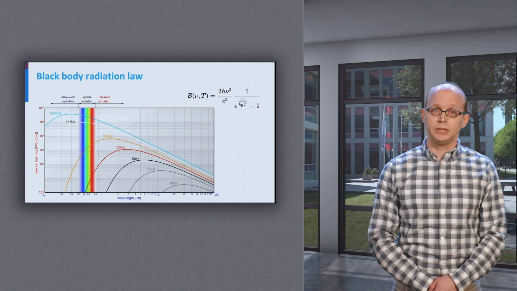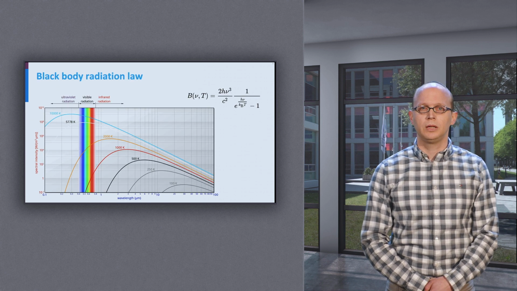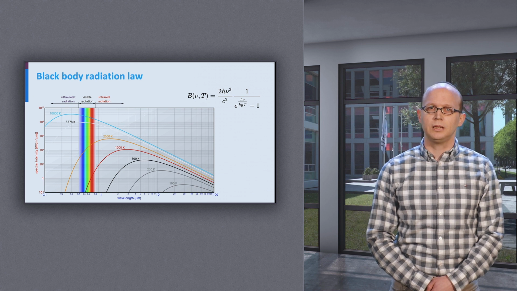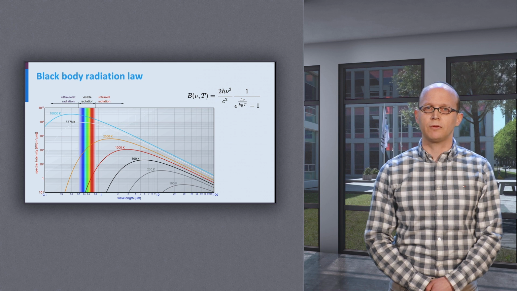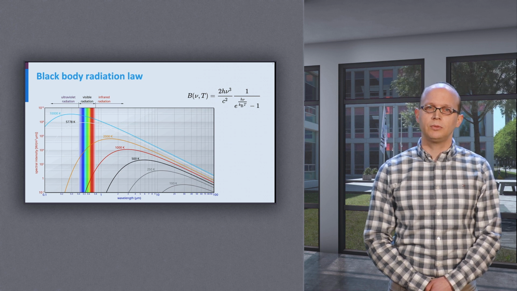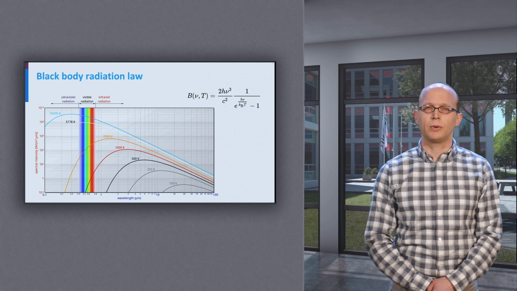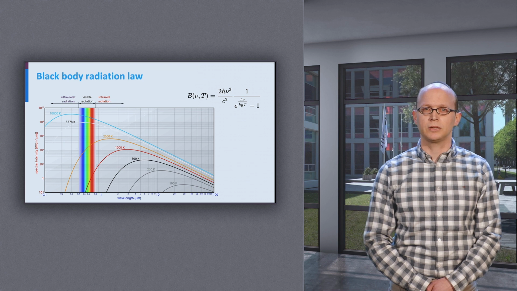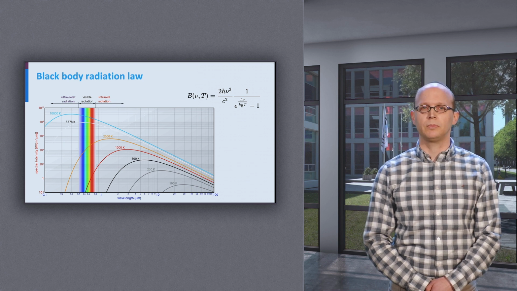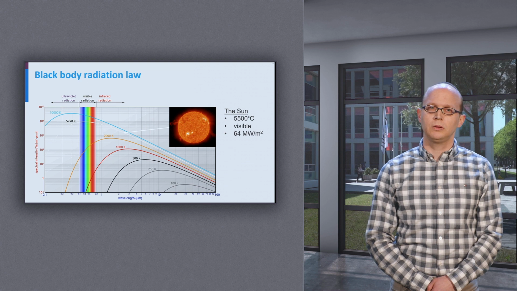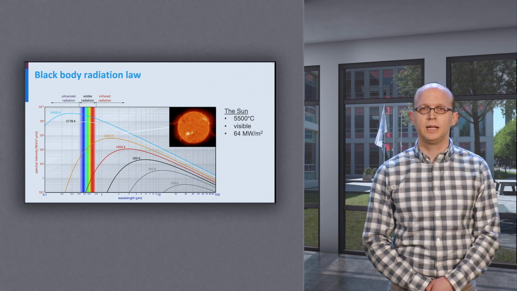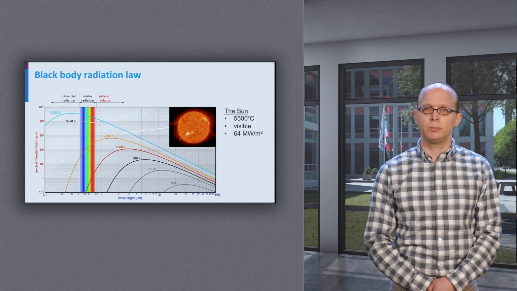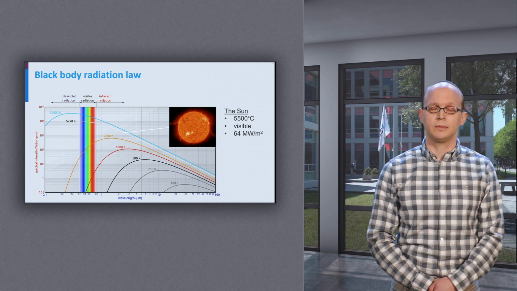The black-body radiation law describes this behavior. This graph shows that indeed, cold objects emit only infrared radiation with long wavelengths of several microns. With increasing temperature, this radiation becomes brighter and shifts to shorter wavelengths, into the visible part of the spectrum. The sun, which has a surface temperature of more than 5,500 degrees Celsius, has its radiation peak in the visible part of the spectrum. It also emits UV and infrared light.